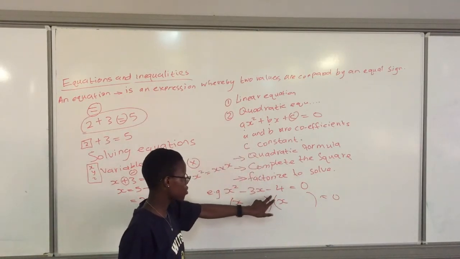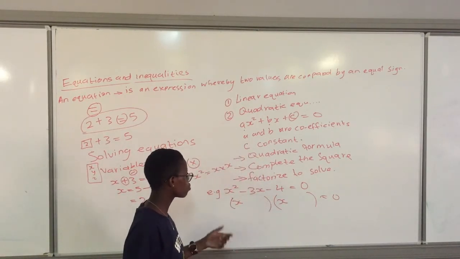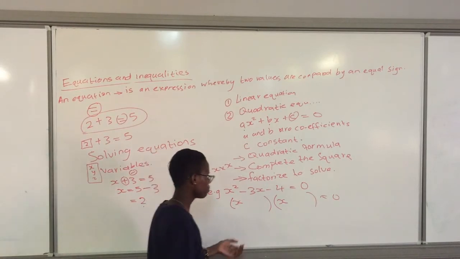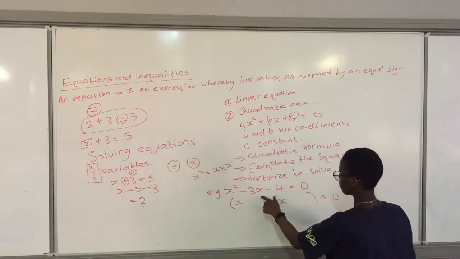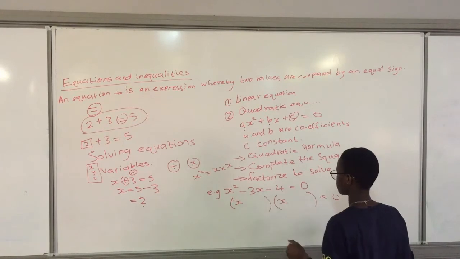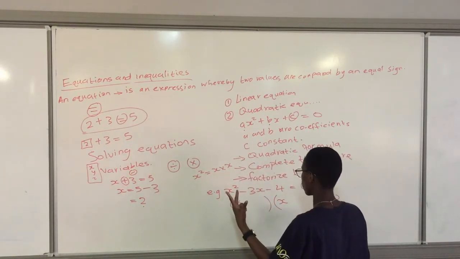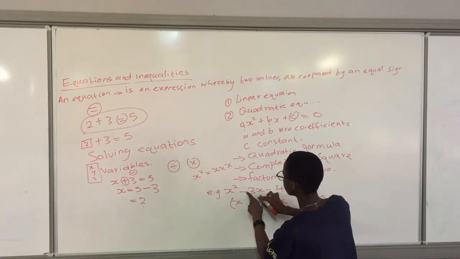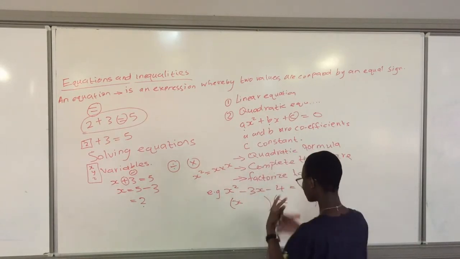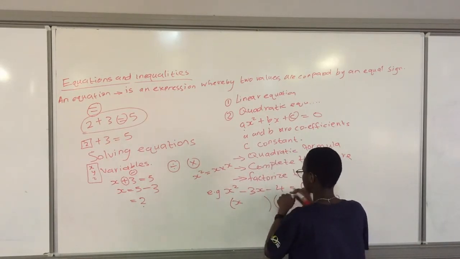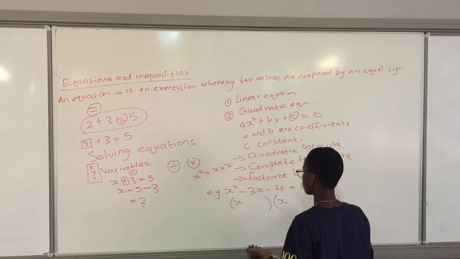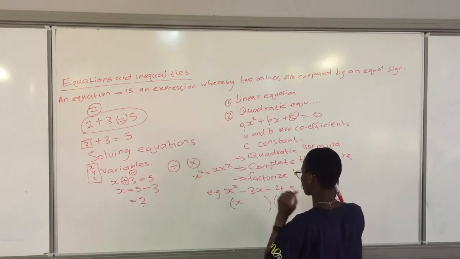And then the problem comes here. How am I going to deal with this one? You look at the 4 and the 3, the last term and the middle term. You have to think about two numbers. When you add them, they have to give you minus 3. When you multiply them, they have to give you minus 4. What are those numbers? You must think.